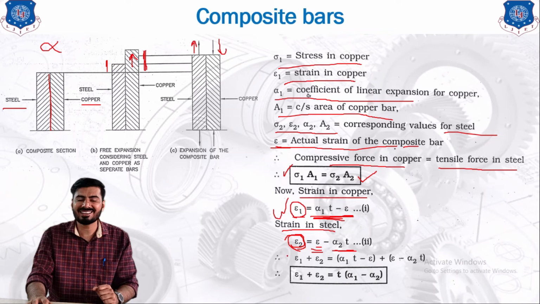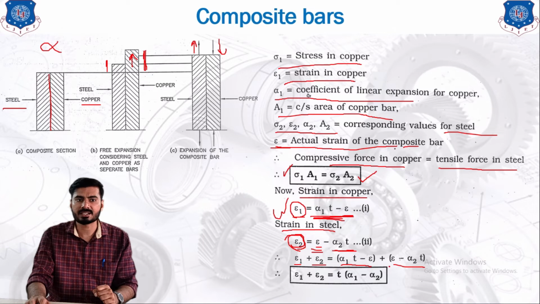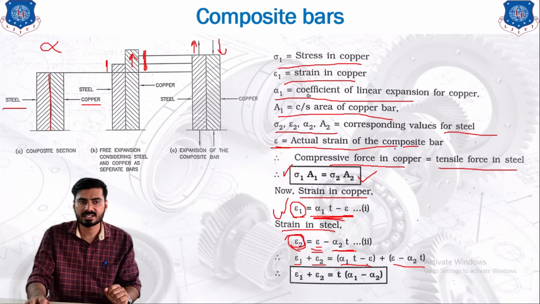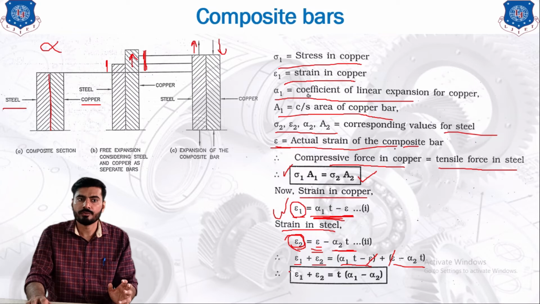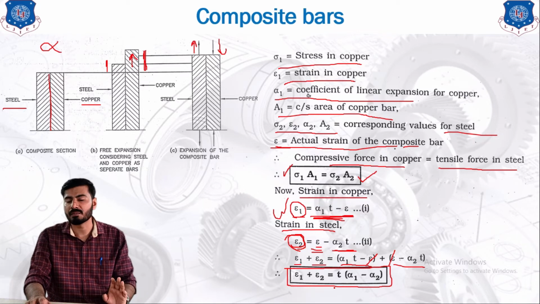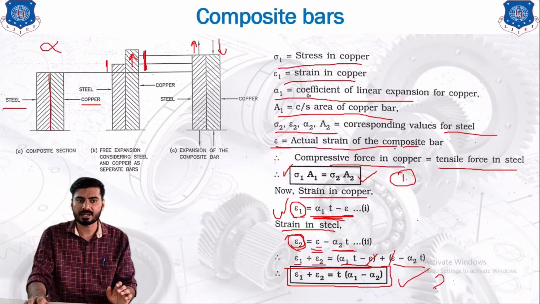Now both the materials are combined together. That is why epsilon 1 plus epsilon 2 will give you the summation of the above two equations. If we simplify this equation, we will see that this epsilon and this epsilon get cancelled out due to the positive and negative sign. So we get the final equation as epsilon 1 plus epsilon 2 equals T into alpha 1 minus alpha 2. So these are the two different steps. The first step is this one, and the second step is this one.